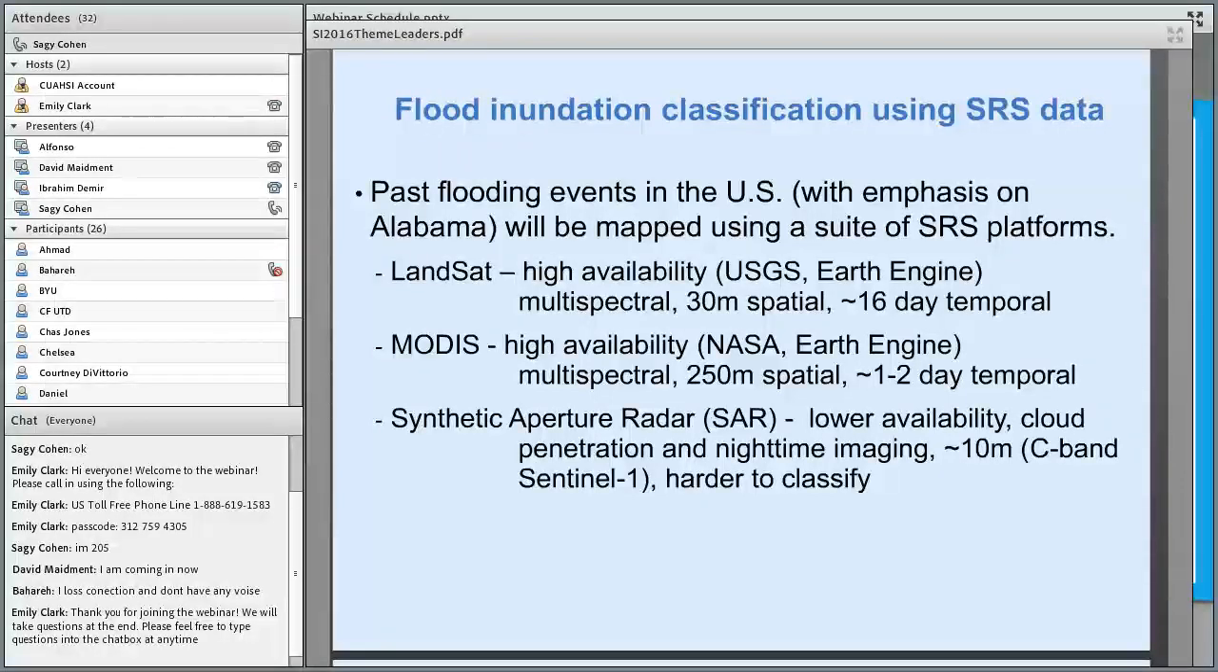So what I'm proposing to do, it's probably the best approach to do, is to use a suite of these, so a combination of these. And I don't have a table, but those of you who know a little bit about satellites, this will be pretty familiar. Some of them have higher resolution than others, but have longer revisit periods. Some of them can penetrate, like SAR, can penetrate through clouds and see it during the night, so that's a huge advantage, but they may be harder to classify.